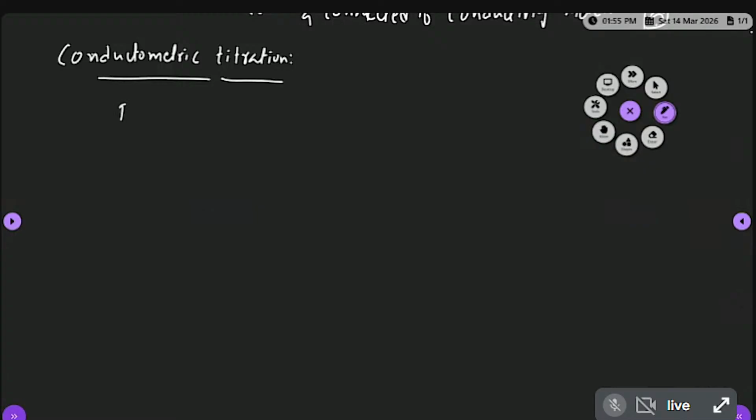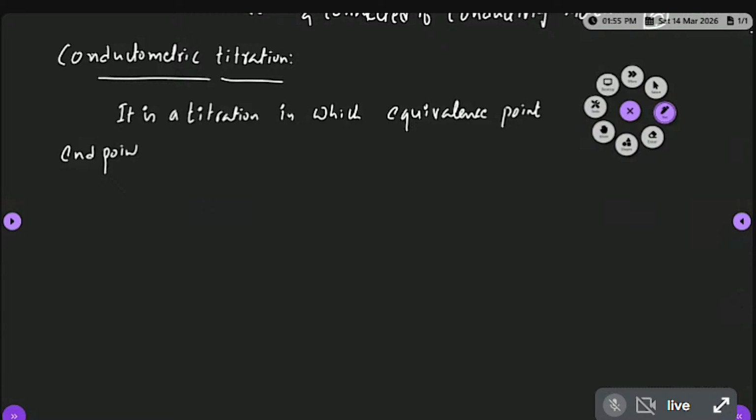Okay, so how can you define conductometric titration? See, it is a titration in which the equivalence point, the point where the reaction is completed, the end point, can be determined by the conductance values.